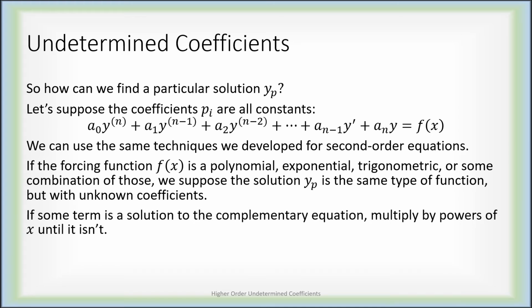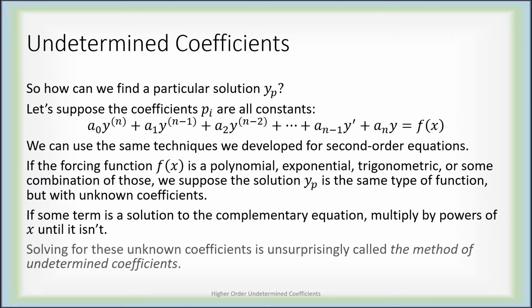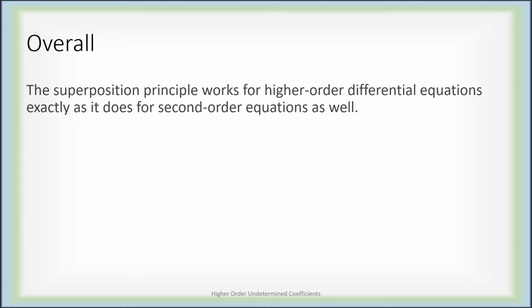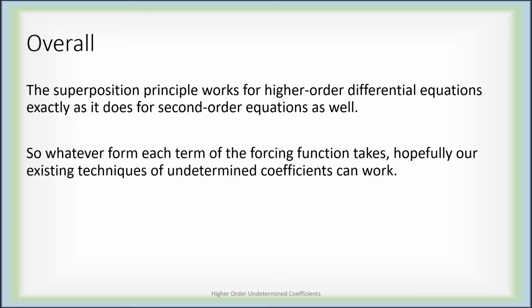However, if some term is a solution to the complementary equation, then you multiply by powers of x until it isn't. And solving for those unknown coefficients is called the method of undetermined coefficients. So overall, it's pretty similar to how we did it with second order differential equations. The superposition principle still works for higher order differential equations, just as it did for second order equations. So if your forcing function is a sum or difference of various things, you can tackle them one by one. So whatever form each term of the forcing function takes will require a different setup for the method of undetermined coefficients.